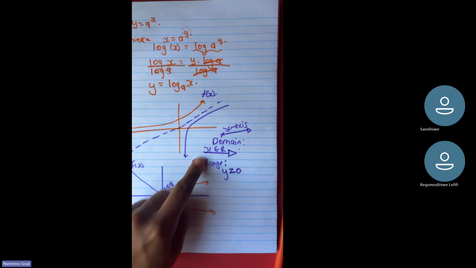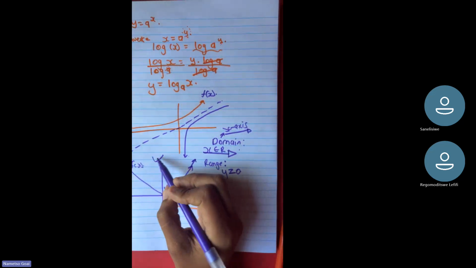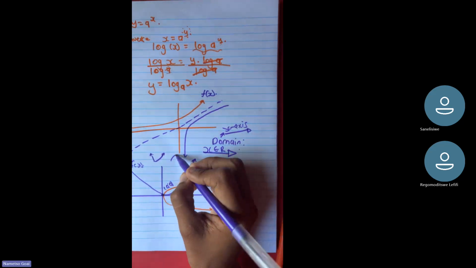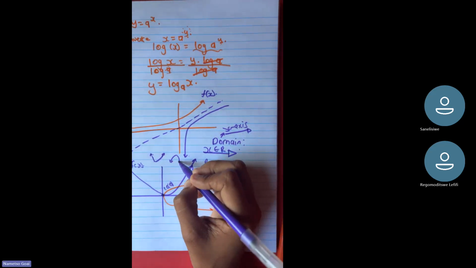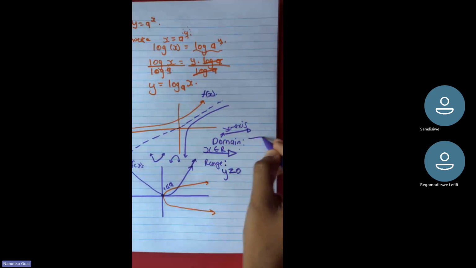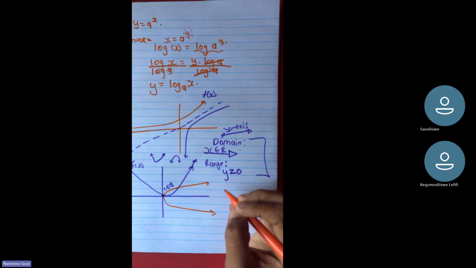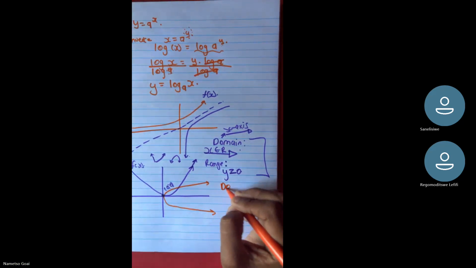And remember that this graph is positive. How do we know that it's positive? Because it's an upward-facing graph instead of looking downward. Now, this is your domain and the range of the original one. Fine. Let's look at the domain and the range of the inverse.